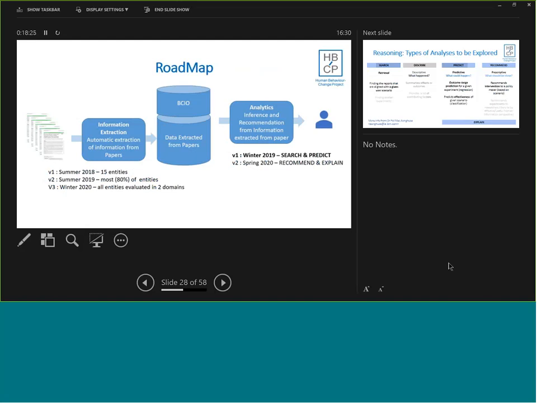We have the evaluation reports on the left there. Then we've got the automatic extraction. We have the data extracted with the behavior change intervention ontology sitting up there. Then we have our analytics in terms of inference and recommendations from information extracted from the papers. So we're starting with searching and predicting, going on to recommending and explaining.